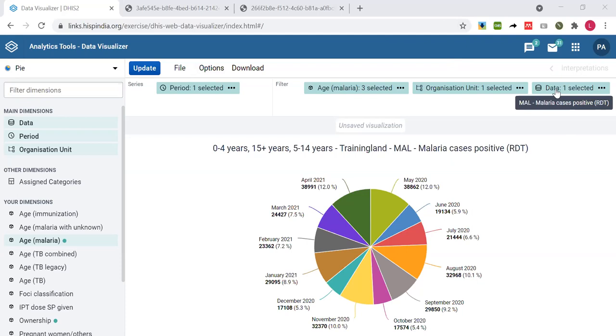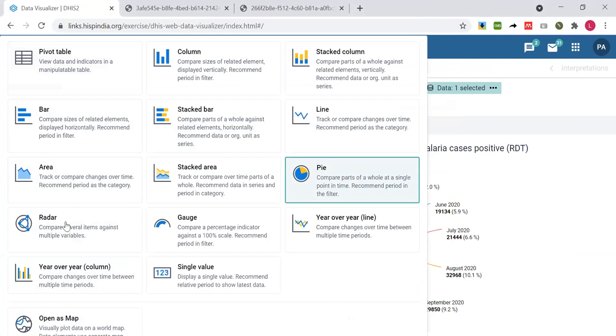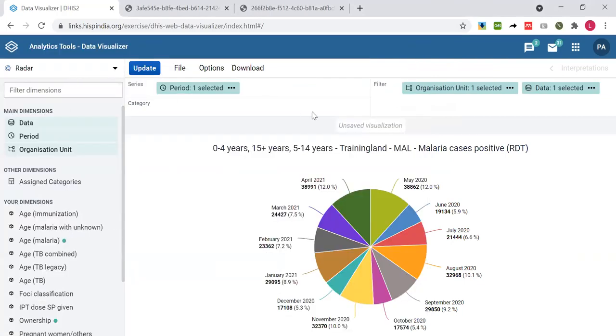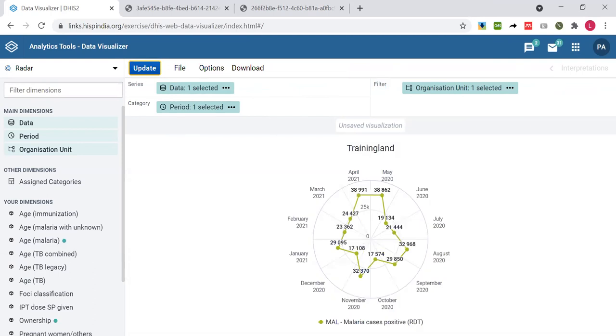So I will just keep this malaria test positive, just like that. Only this one, and maybe I will just get rid of this one. And I will select radar. Okay. So here I have to have one in the series and then again in the category dimension. So let me move period to categories so that I will see this entire circle, and I will move data to series and I will click on update. And this is what I see. Okay.